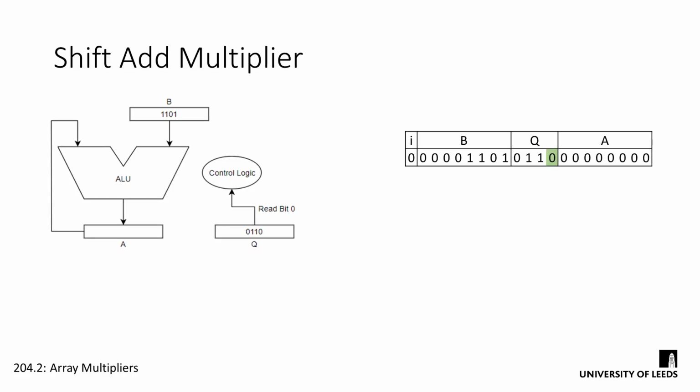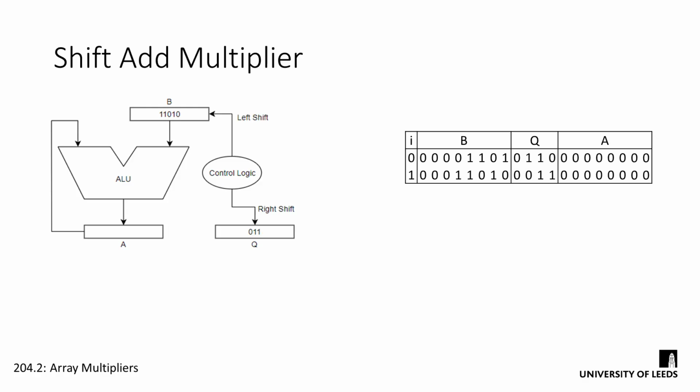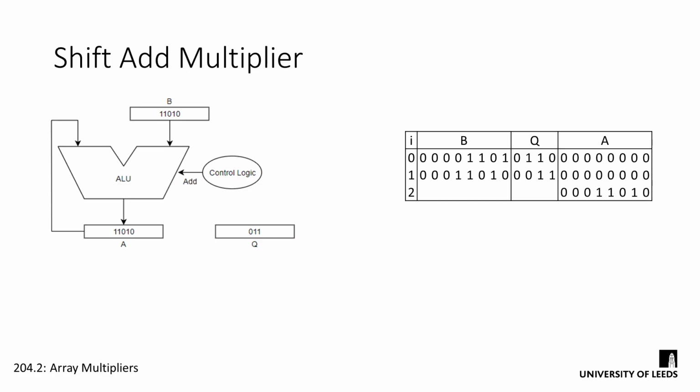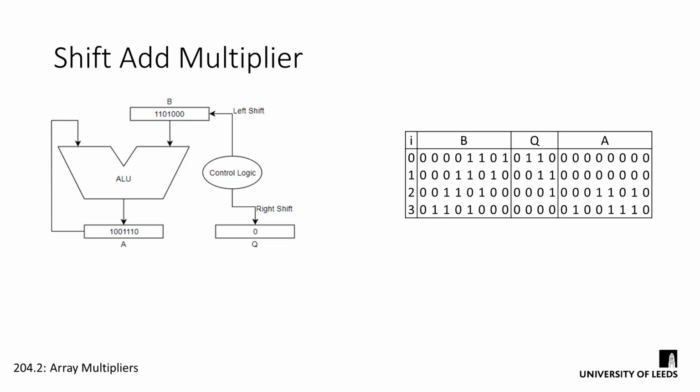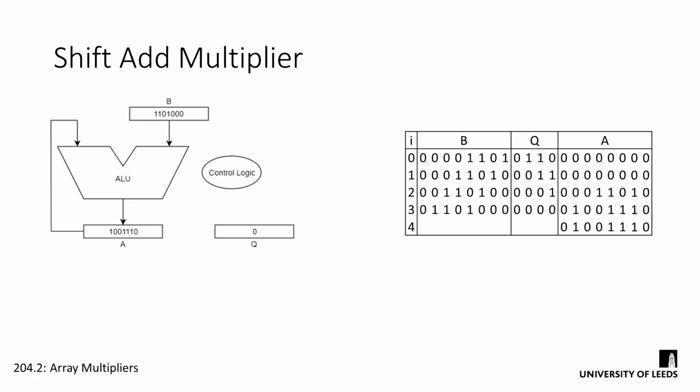As the first bit of our multiplier is 0, no addition takes place, and therefore A remains the same after our first operation. However, within the same clock cycle, we left shift B and right shift Q ready for the next operation. For our second operation, the first bit of Q is 1, and therefore register B is added to register A. Again, in the same cycle, B and A are left and right shifted respectively, ready for the next operation. This shift-add algorithm is repeated until all values of Q have been checked, at which point register A contains our final product.